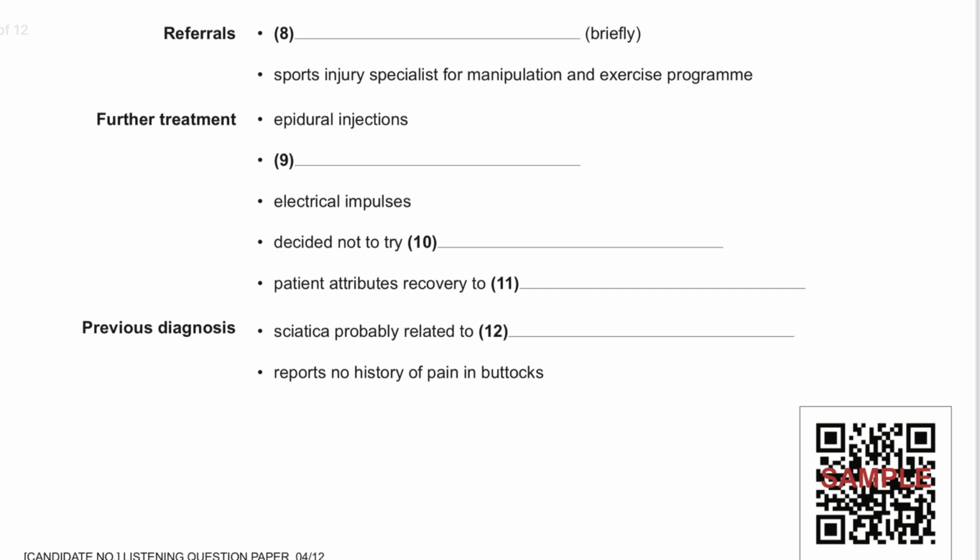I see. So you've heard the patient talking about his referral to a sports injury specialist. So now you know that the next part that you will be listening to is about his further treatments. Now let's do a mock test.